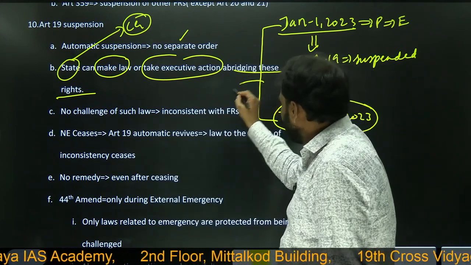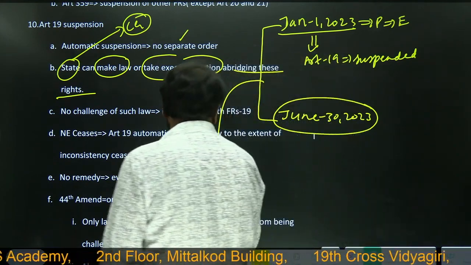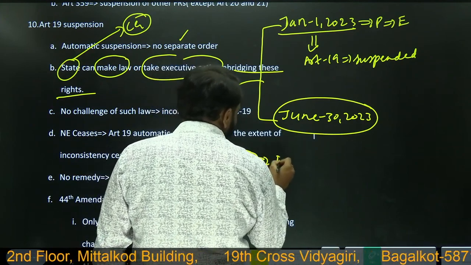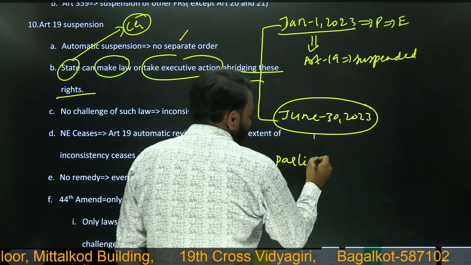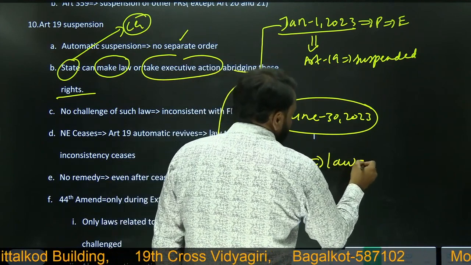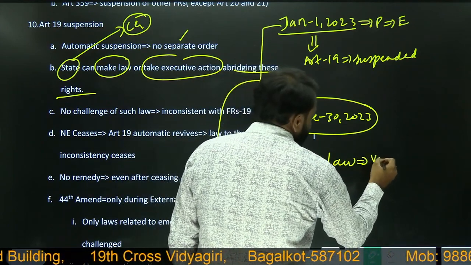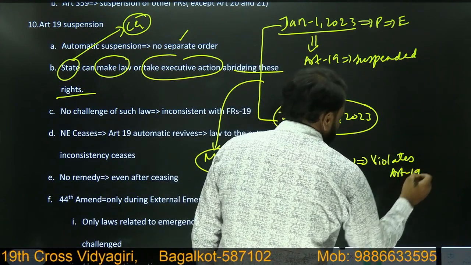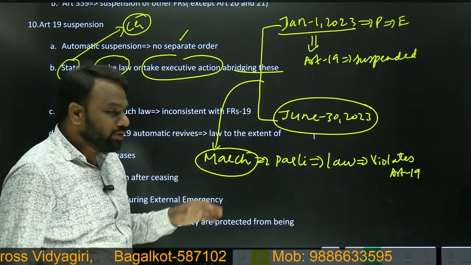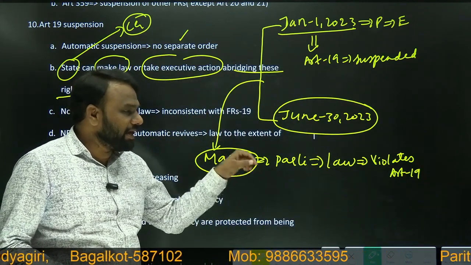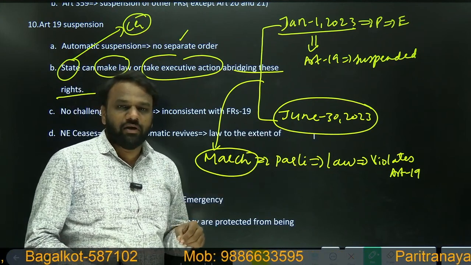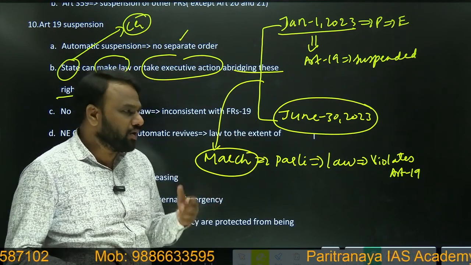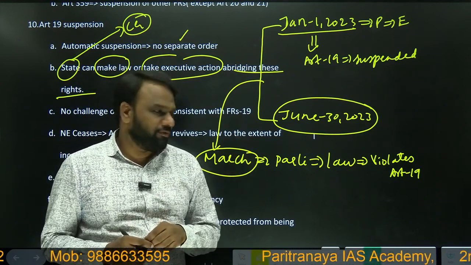In this intermediate period, let us assume in the month of March, Parliament will make a law which violates Article 19. During normal time, Parliament cannot make a law which violates fundamental rights, because such a law can be challenged in the court, and we also call it judicial review.